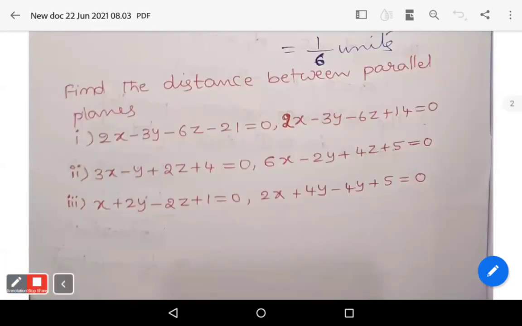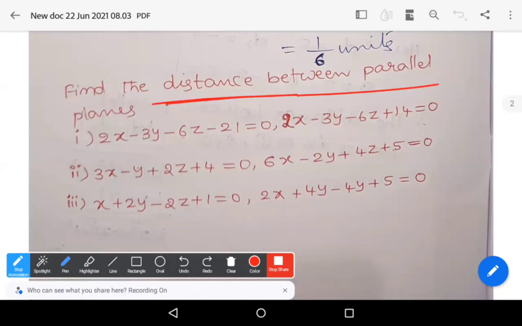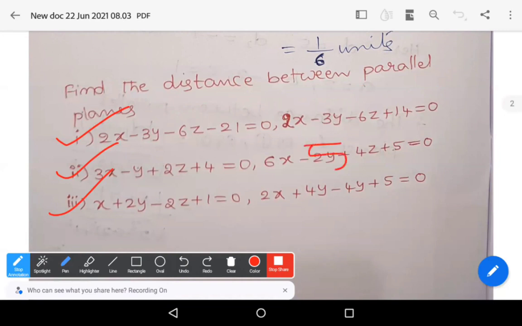And practice these three problems by using the same method. Find the distance between the following parallel planes. So work out these three problems. You become efficient in this method. This method is important for the 5 mark section, especially the first problem.